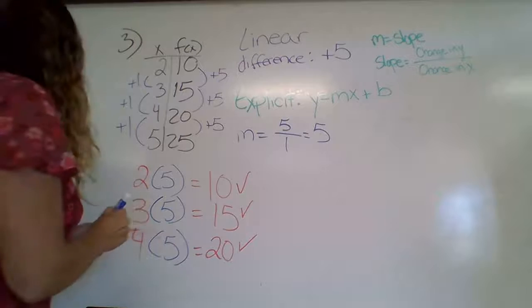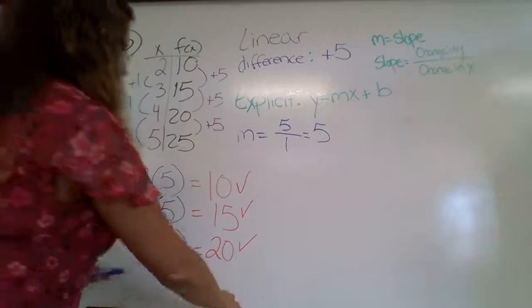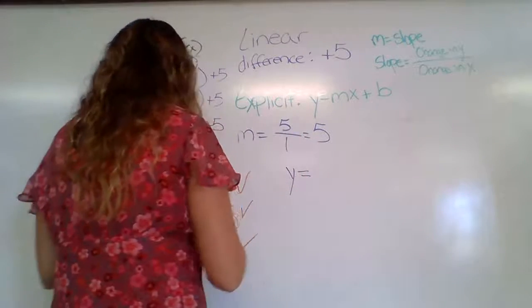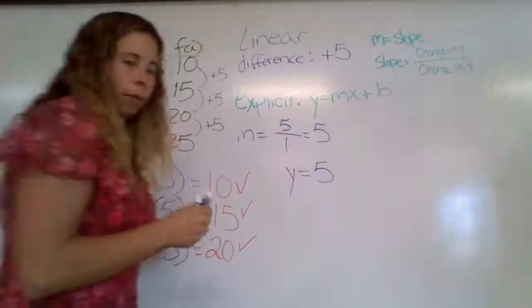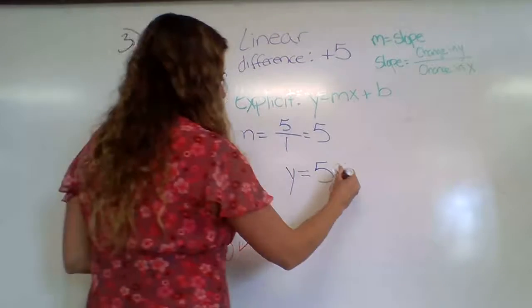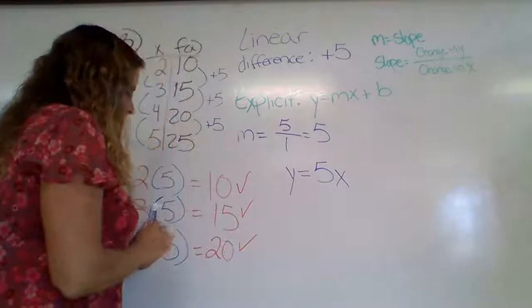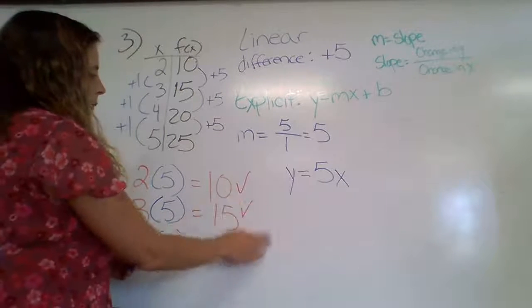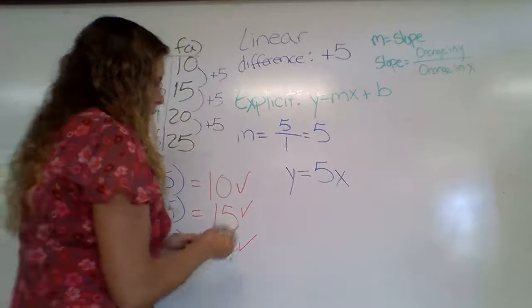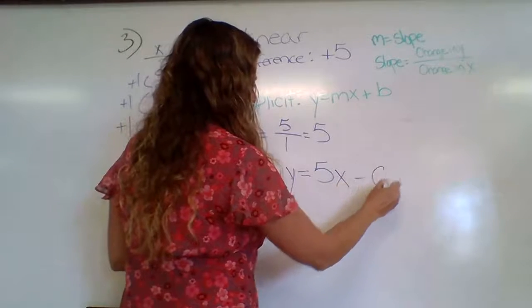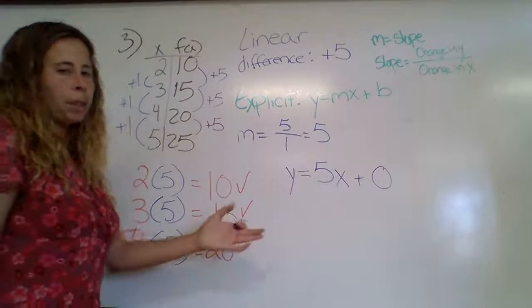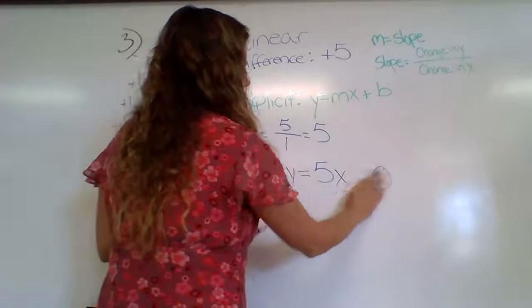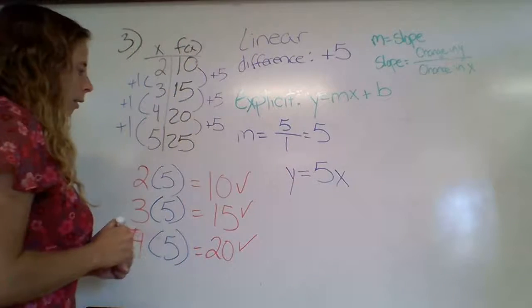So when we go to write our equation, we have y equals your slope, 5, x, and then we're not adding or subtracting anything. So really your y-intercept is 0. So if you want, you can write plus 0, but that doesn't do anything. It doesn't change. So you can just leave it off. So your equation is just y equals 5x.